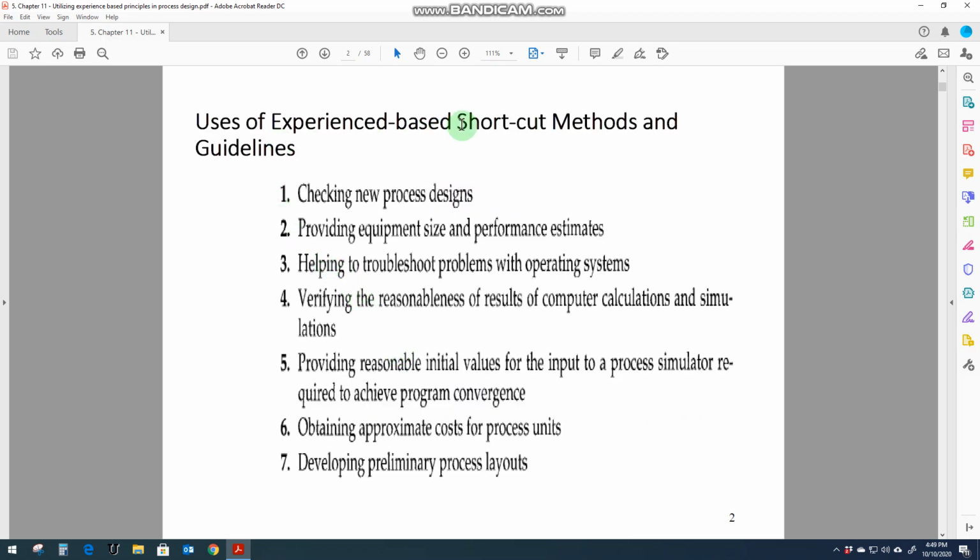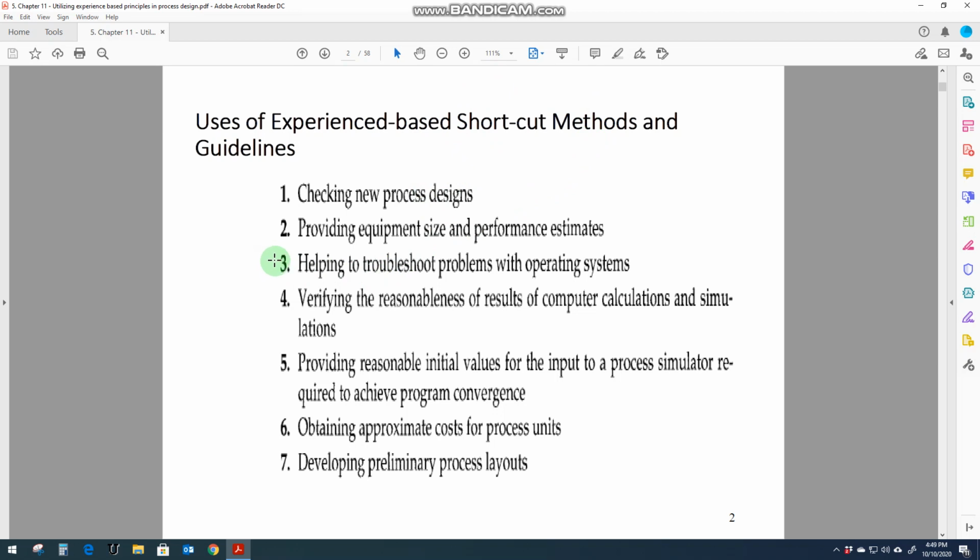Uses of experience based shortcut methods and guidelines. So we will see how we can make the shortcut methods and what certain guidelines we need to follow, and what the different advantages of having the shortcut methodologies are. Number one, checking new process designs. If you are going to make any new process design and you want to check the accuracy of the new process design with some quick calculations, then we can use some shortcut methods.